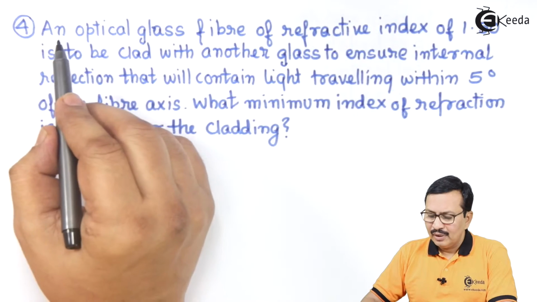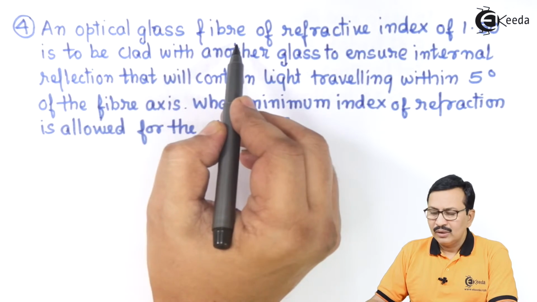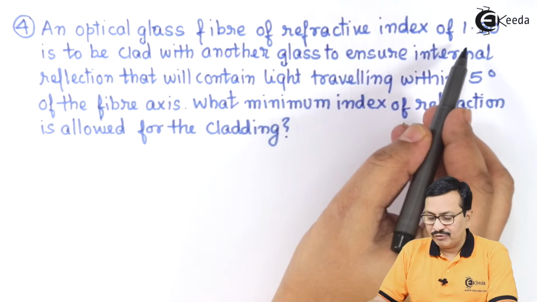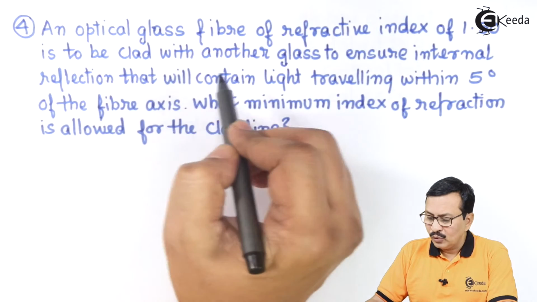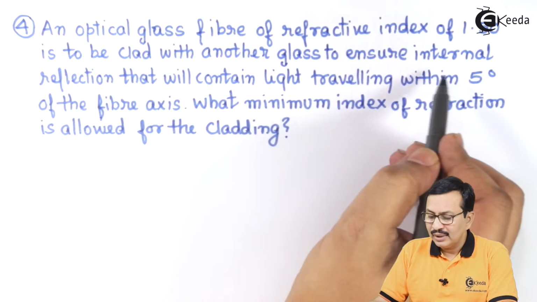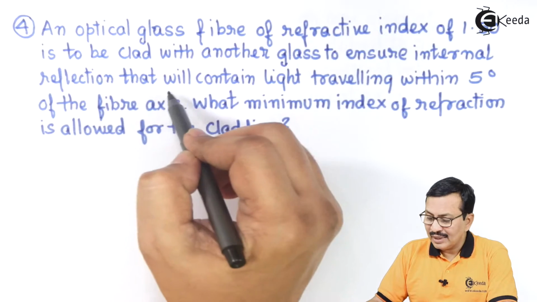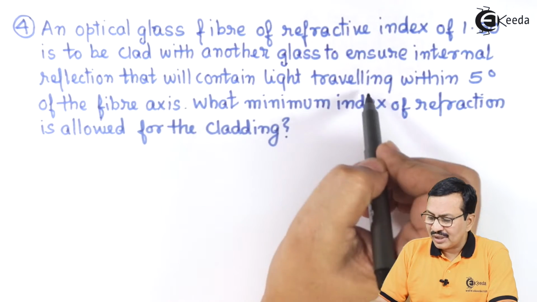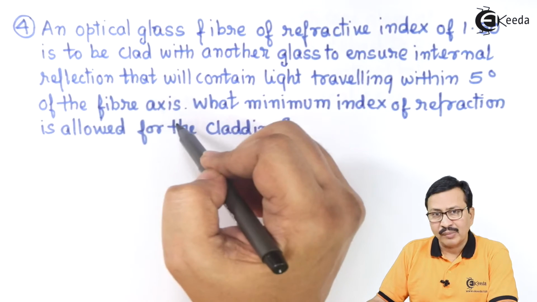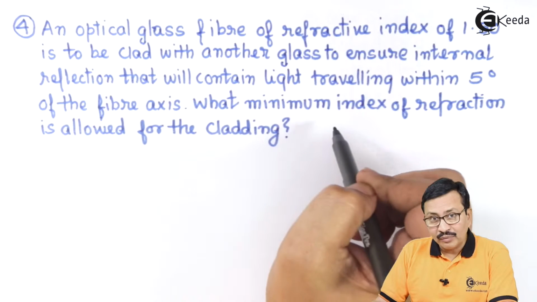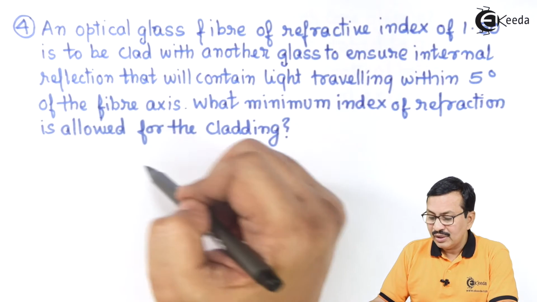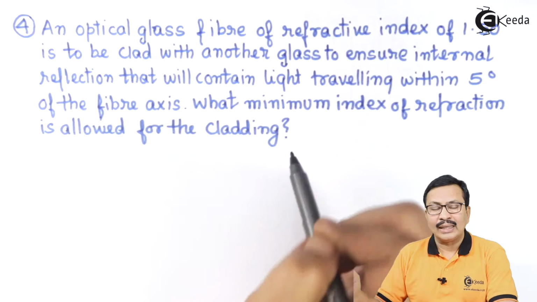Here's the problem. An optical glass fiber of refractive index of 1.5 is to be clad with another glass to ensure internal reflection that will contain light traveling within 5 degrees of the fiber axis. What minimum index of refraction is allowed for the cladding?